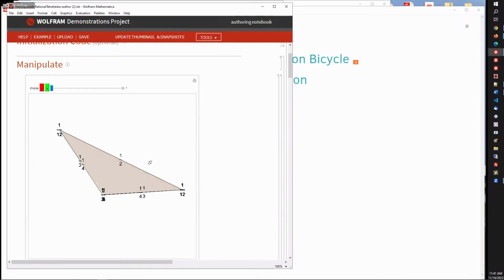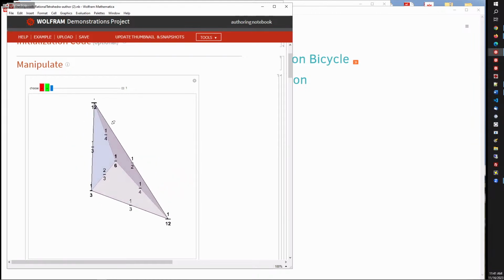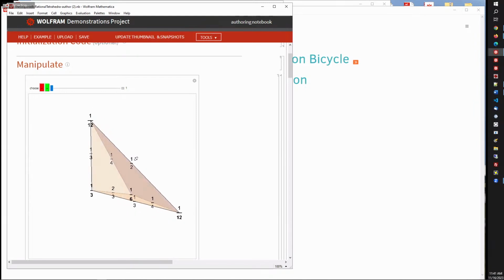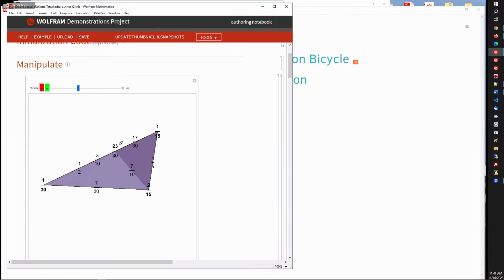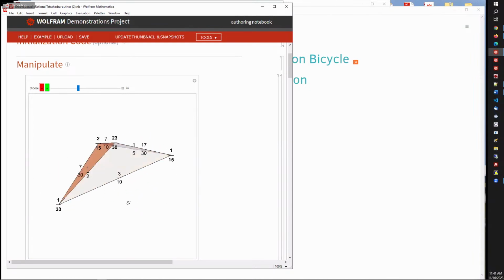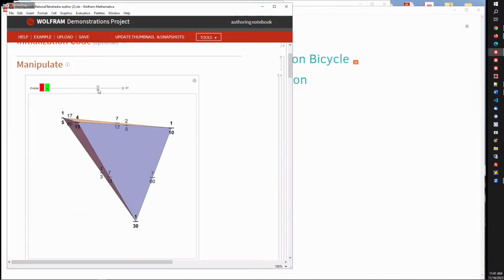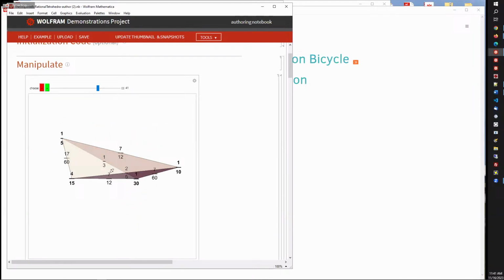So one question that John Conway had is, when is it possible for a tetrahedron to have all edges be rational dihedral angles? And it turns out there's 59 ways of doing it, and this demonstration has all 59 of them. These are the 59 sporadic rational tetrahedra.